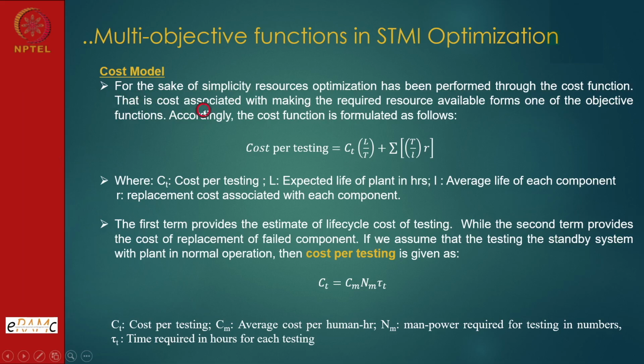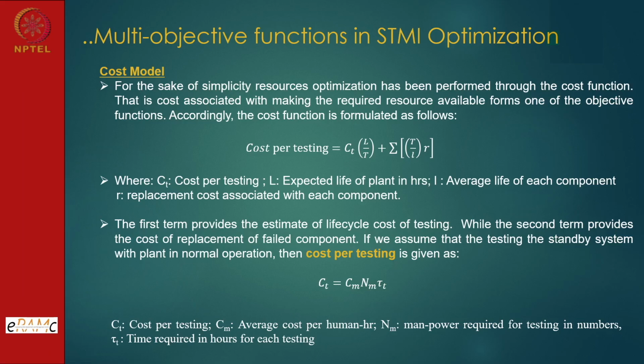Now, cost modeling is how much cost is required per testing. Cost per testing means the cost involved with each test. So you take the life of the plant and then T, and L gives us the average life of each component, because finally you build the plant from components. So it will be a summation over all the components. The practical way of having it is here: CT, the cost per testing, is nothing but the average cost of a man-hour, the number of men involved, and tau, the accumulated time required. So this gives me the cost modeling.